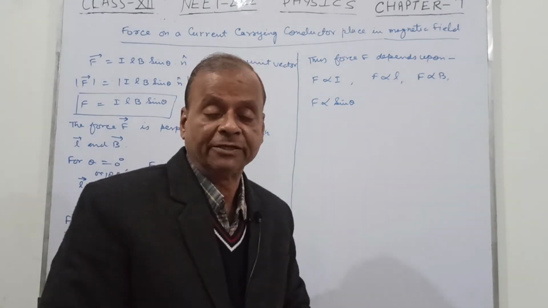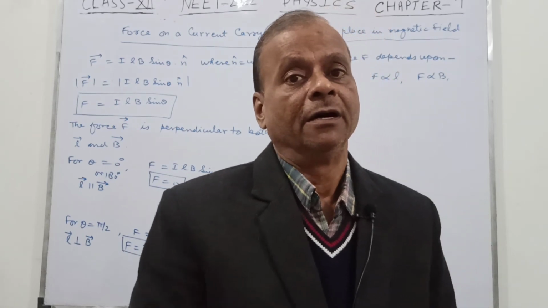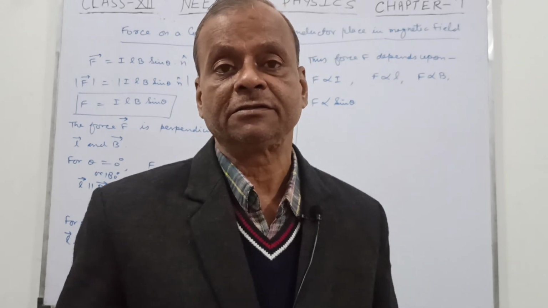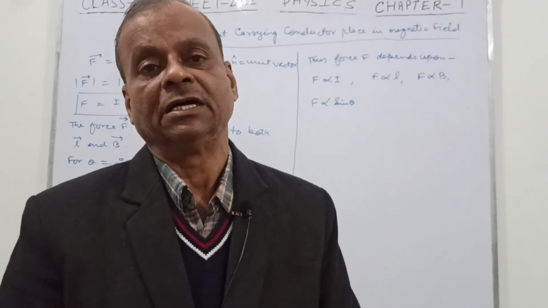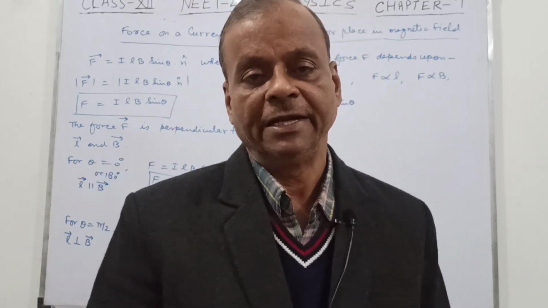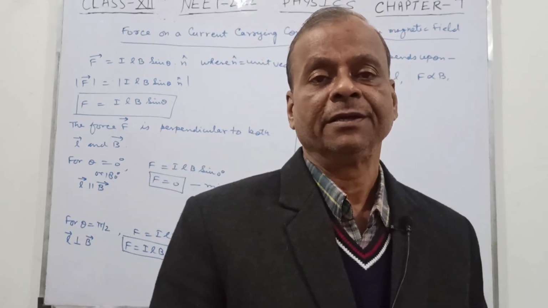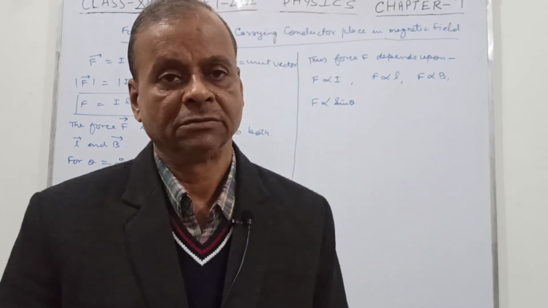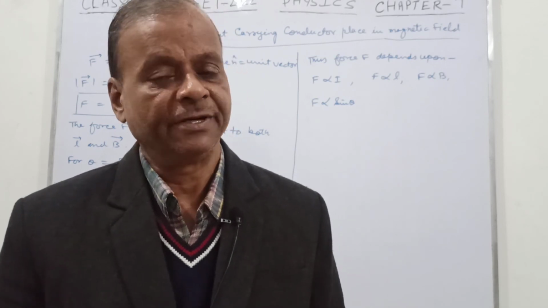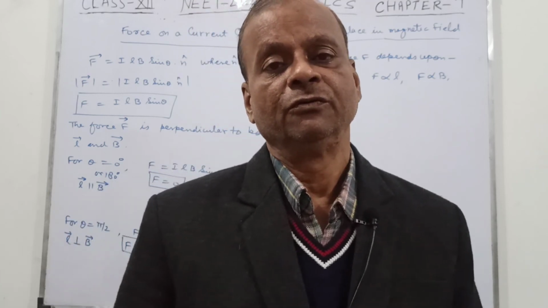So this is what we have when the current carrying conductor is placed in the magnetic field. A force acts on it which depends upon the strength of the current, the length of the conductor, the magnitude of the magnetic field, and the angle between the conductor and the magnetic field. The direction of this force is given by Fleming's left hand rule. Now there are two rules of Fleming to find the direction of the force.